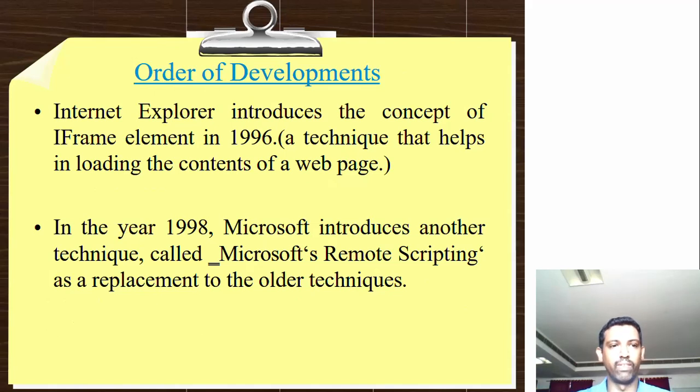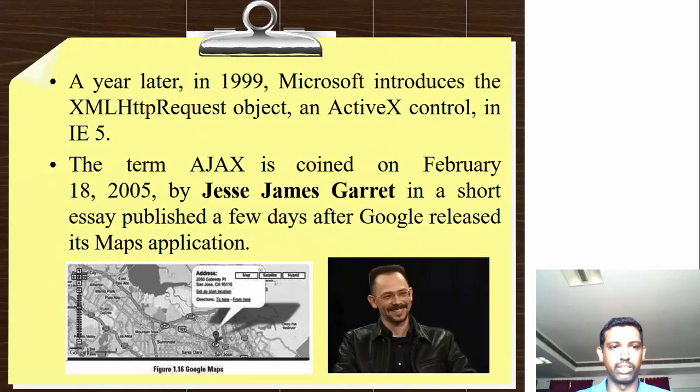In the order of developments, Internet Explorer introduced the iframe element in 1996. The technique helps in loading the content of your web page. In 1998, Microsoft introduced another technique called Microsoft Remote Scripting as a replacement for the older technique. A year later, in 1999, Microsoft introduced the XMLHttpRequest object, as an ActiveX control in Internet Explorer 5.